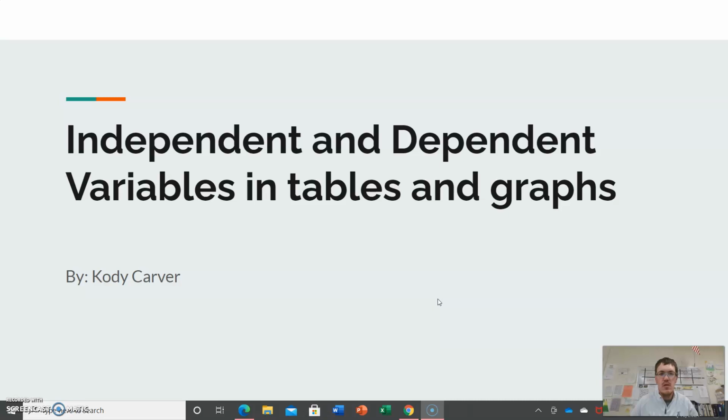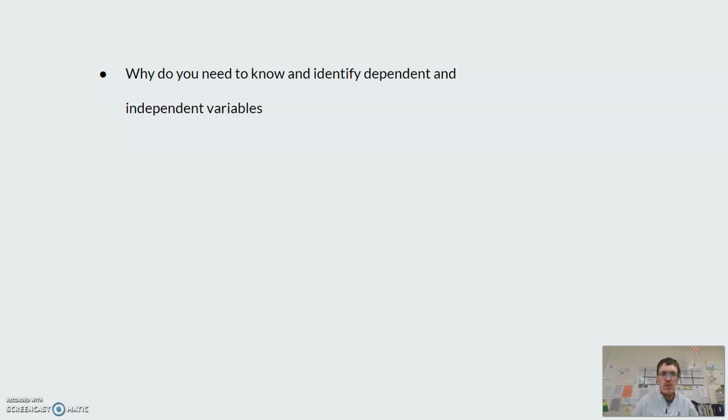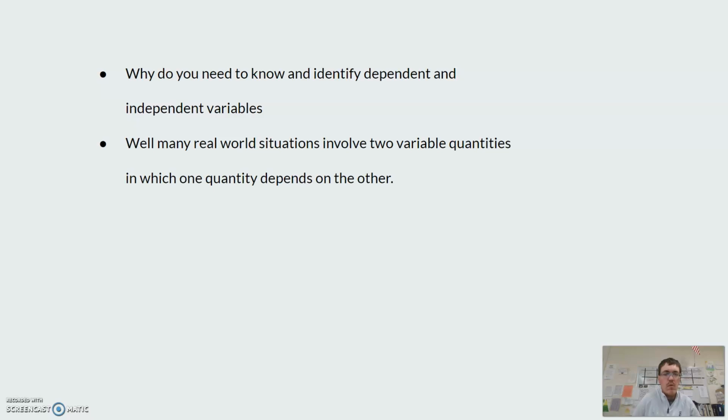Alright, so in today's math lesson, we're going to be talking about independent and dependent variables in tables and graphs. So, first thing, why do you need to know and identify dependent and independent variables? Well, many real-world situations involve two variable quantities in which one quantity depends on the other.